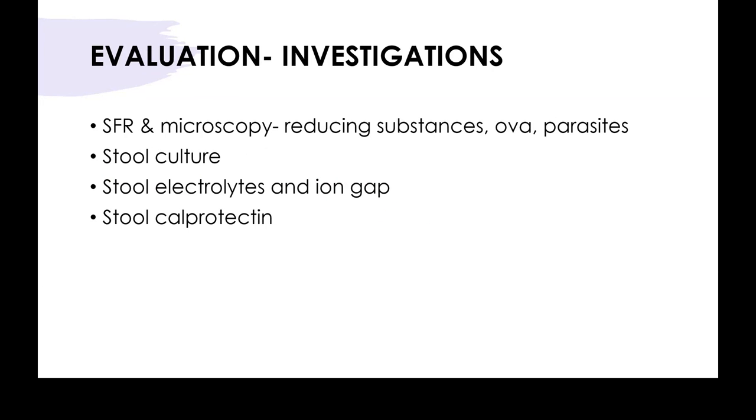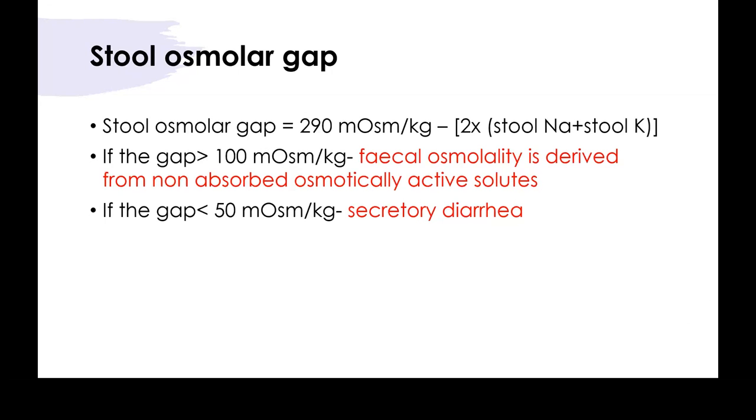So I spoke about stool electrolytes and osmolar gap. Usually calculation of the stool osmolar gap is important to differentiate whether it's osmotic diarrhea or secretory diarrhea. Normal stool osmolality is considered as 290, and minusing from it the stool electrolytes times 2, if the gap is above 100, that means other than the sodium and potassium in the stool, there's another substance which gives the stool osmolality. That would be the non-absorbed osmotically active solutes.